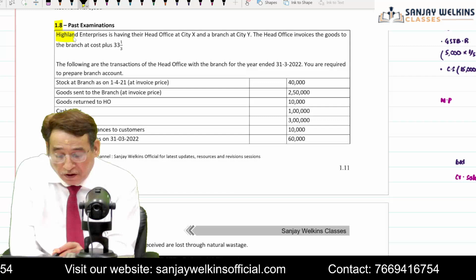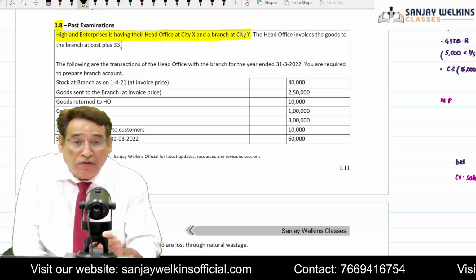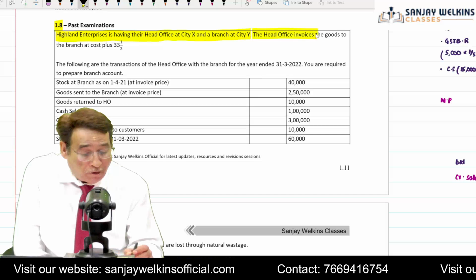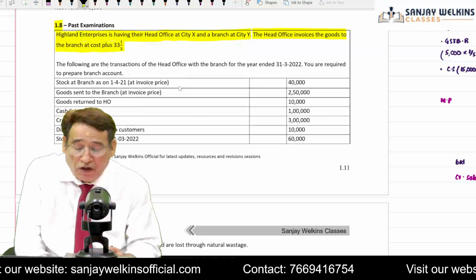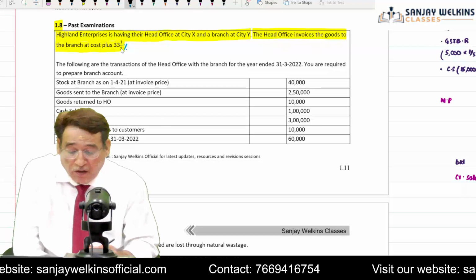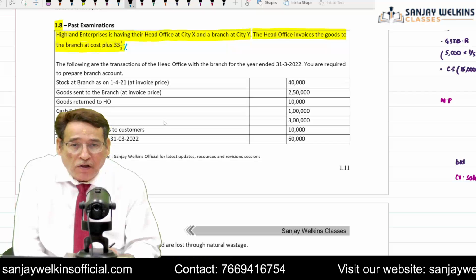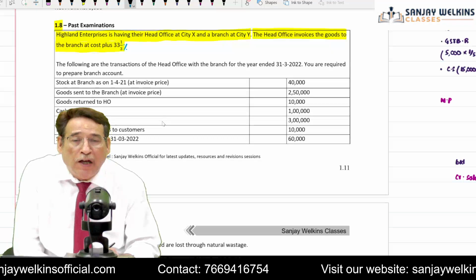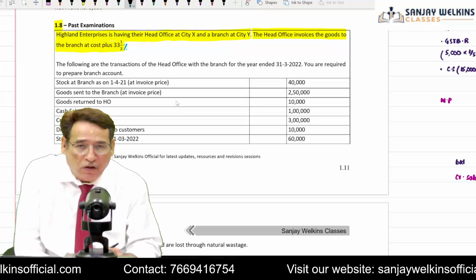Over here, it is written that Highline Enterprises is having their head office at City X and branch at City Y, and head office invoices goods to branch at cost plus 33 1/3%. Actually, it is percent, 33 1/3%. Is it clear to you? So once again, without any doubt, actually rate is given on cost. So we will have to presume cost as 100. And how we are going to compute the rate in this particular case, I will let you know in a short while.